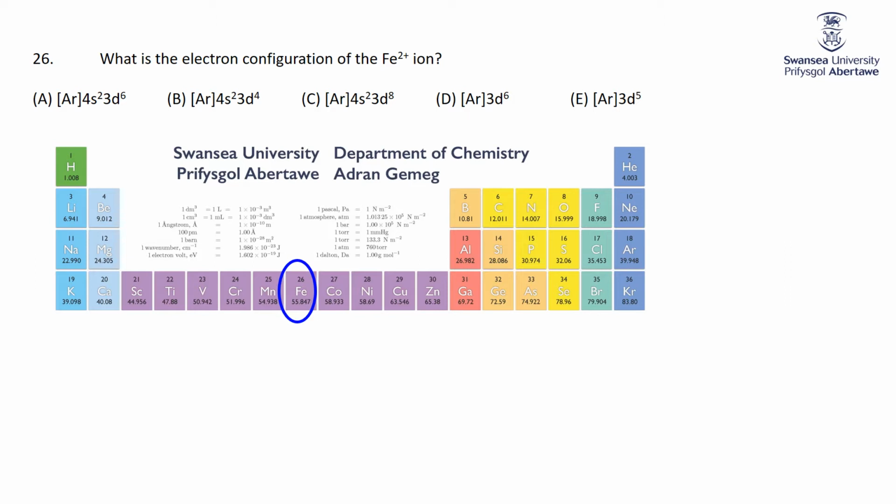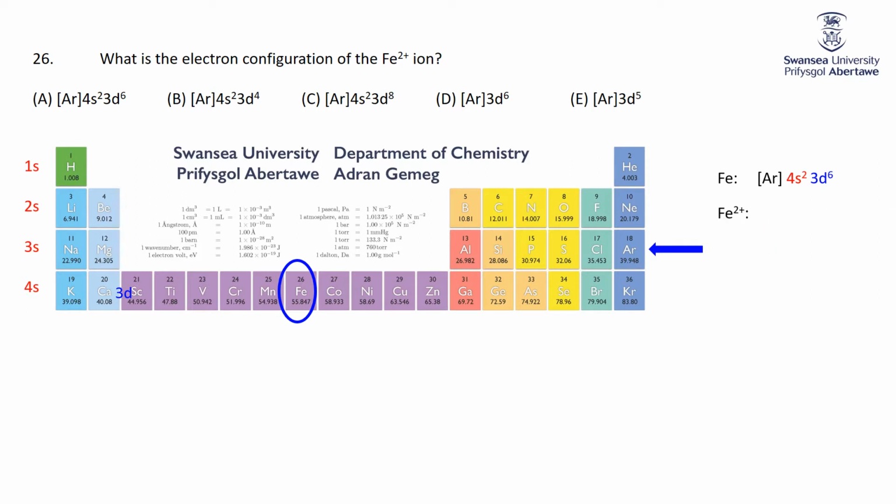Well, before we remove the 2 electrons, let's look at its electron configuration. So start off with argon, and then we're into the 4s, 2 of those, and then 3d and 6 of those. I'm not going to dwell on that because we dwelled on those quite before. Now we remove 2 electrons.